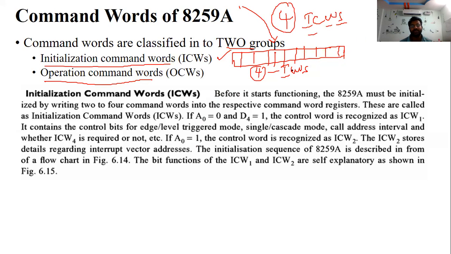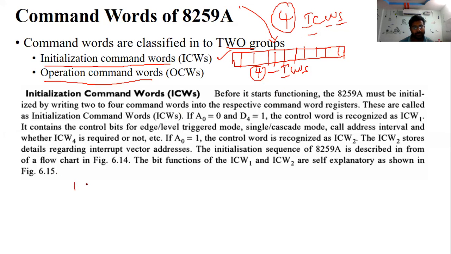Initialization means that before starting up this 8259A, you have to initialize which mode it is going to operate in, whether it may be fully nested mode, level triggered mode, or cascading mode, or like that. For that purpose, initializing which mode it is going to operate in or which request it is going to serve, we are going to utilize these 4 ICWs.